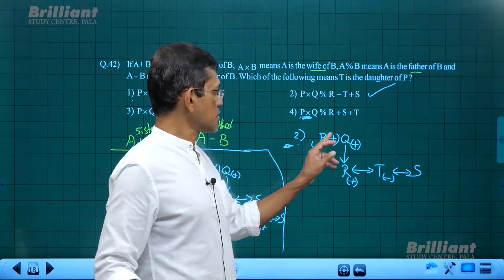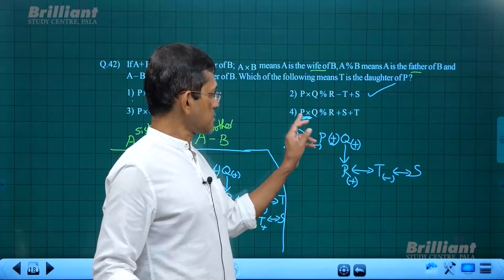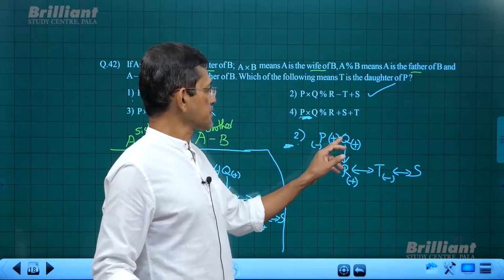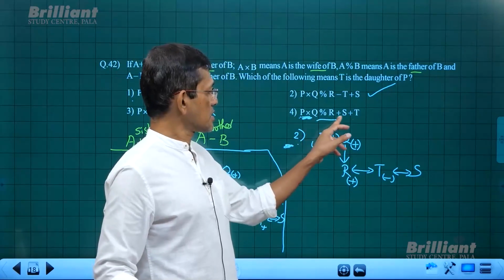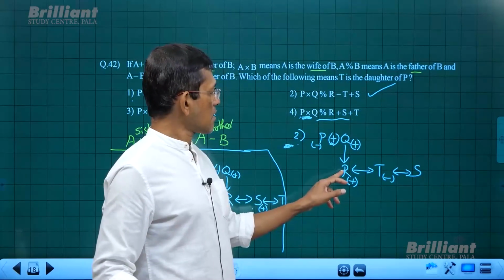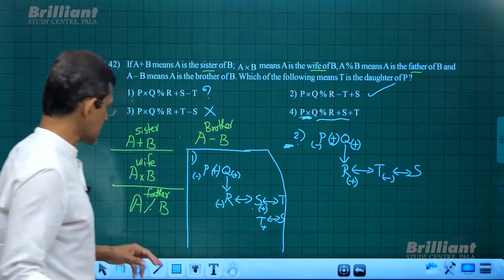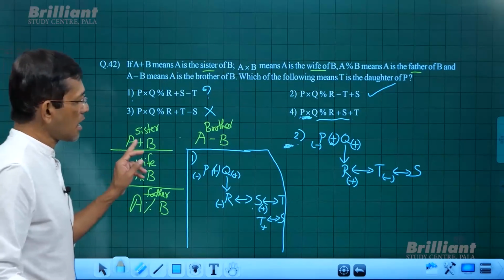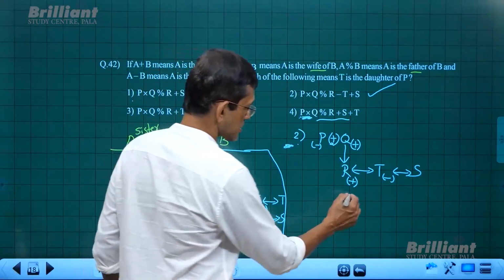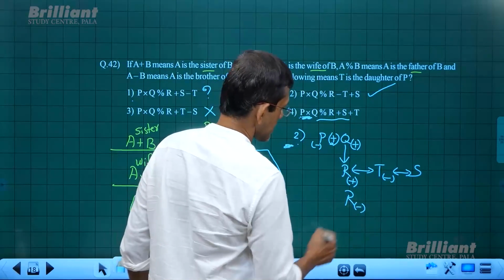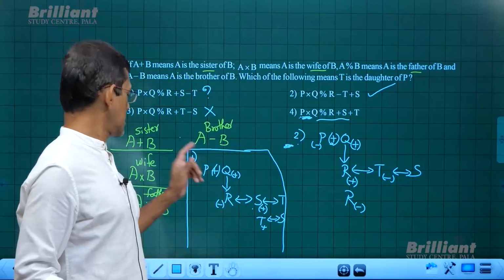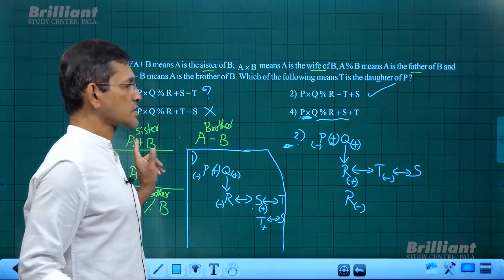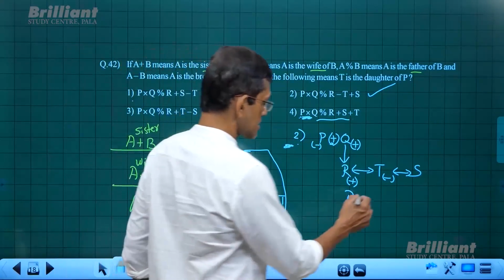So P into Q, P is the wife of Q. Then Q percentage R means Q is the father of R. Then R plus S. R plus S means R is the sister of S. So in this case R is a female, R is the sister of S. Then S plus T means S is the sister of T. So in that case S is the sister of T.